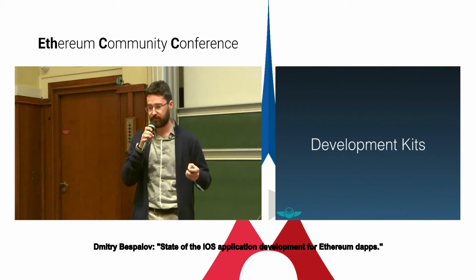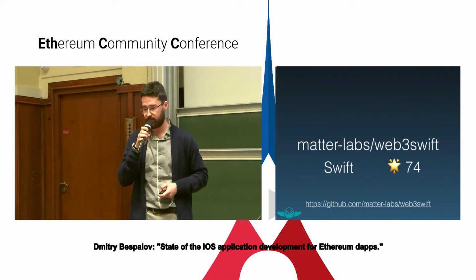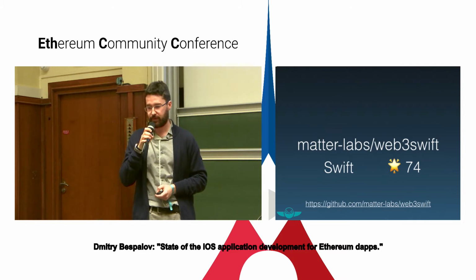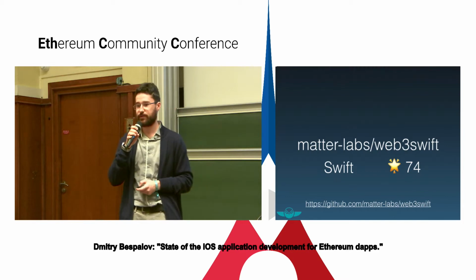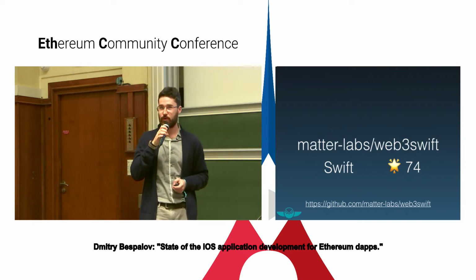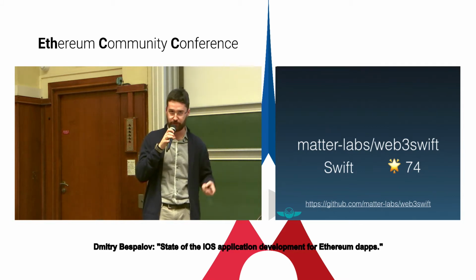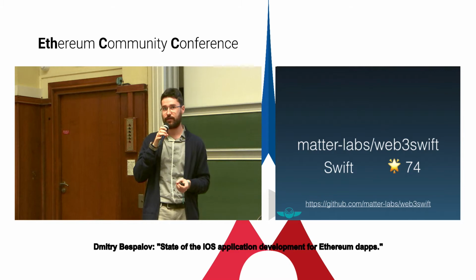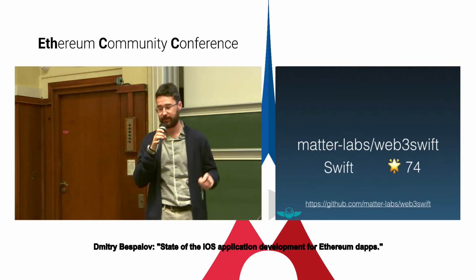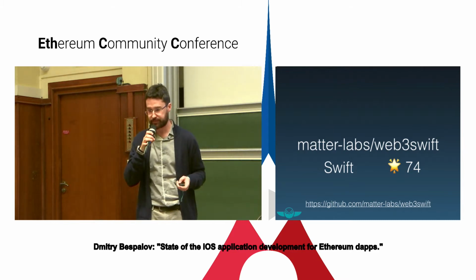So what are the library development kits? Just list them, again, in ascending order. Matter Labs has Web3 Swift, 74 stars, written in Swift. Most of these library development kits implement functionality of transaction signing and sending transactions to the Ethereum node. They implement some Ethereum node API interaction, and also help you to create HD wallets, so basically implement several EIPs.